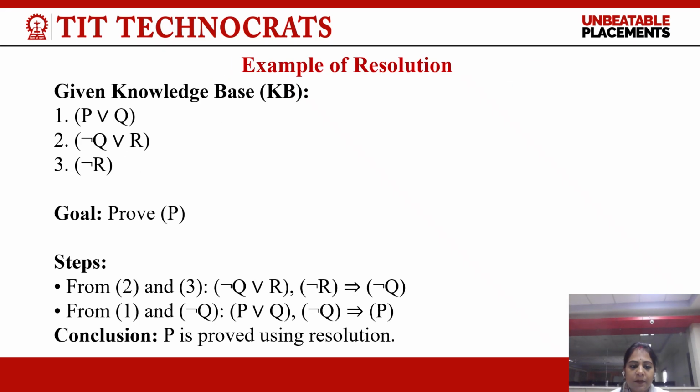Let's look at an example. We have a knowledge base: P union Q, negation Q union R, negation R. We want to prove P. So step 1 will be, we will combine the second step and third step. Negation Q union R and negation R. That will give negation Q. R and negation R will be cancelled out. Combining 1 and 2, P union Q and negation Q. Q and negation Q will be cancelled out. It will give P. Here P is proved using resolution.